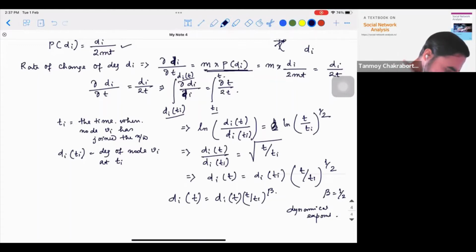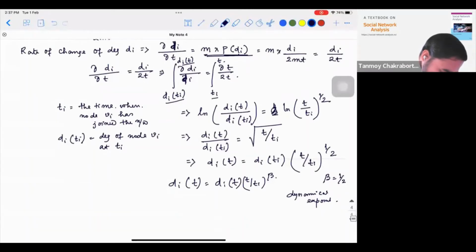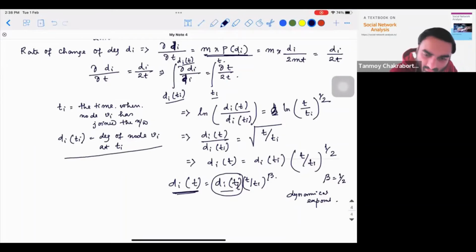Now think about it. So this indicates that the degree of vi at time t is determined by this factor. Okay, so now what is the value of this one? Tell me, what is the value of this one? This is di(ti). What is di(ti)? Degree of node vi at time ti, right?